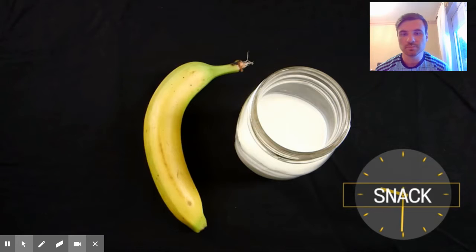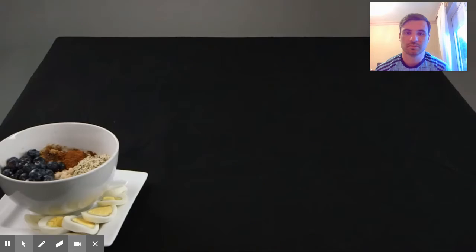Milk is a liquid source of protein, which means it digests quickly and is great for regenerating muscles after a hard workout.